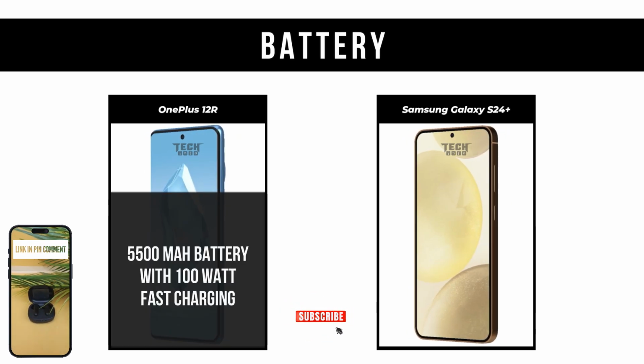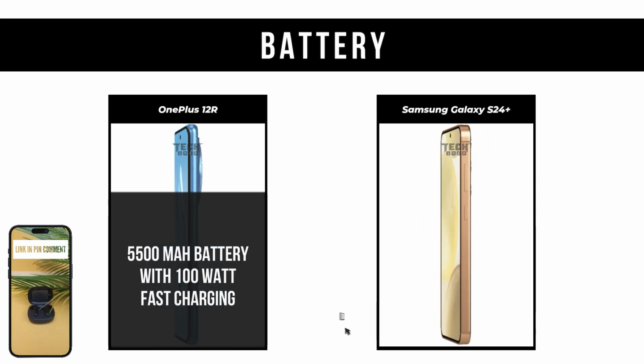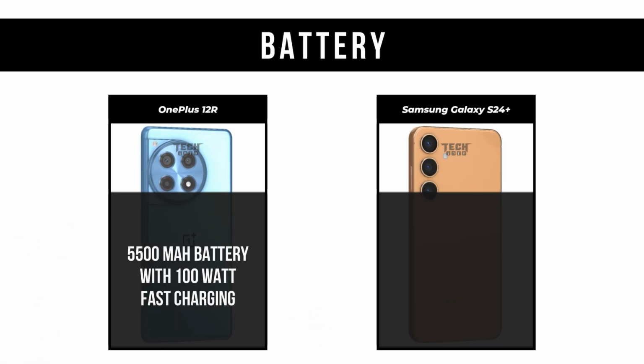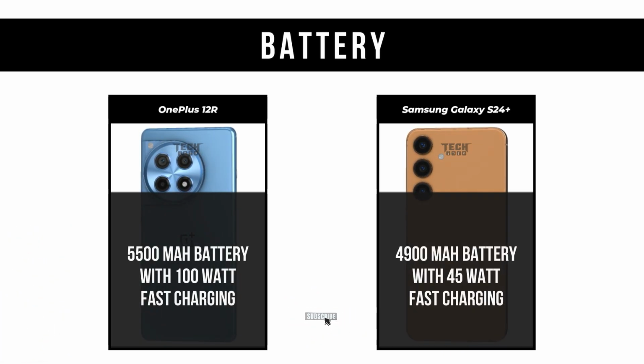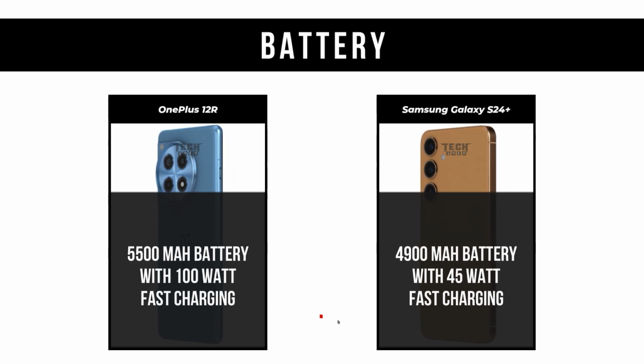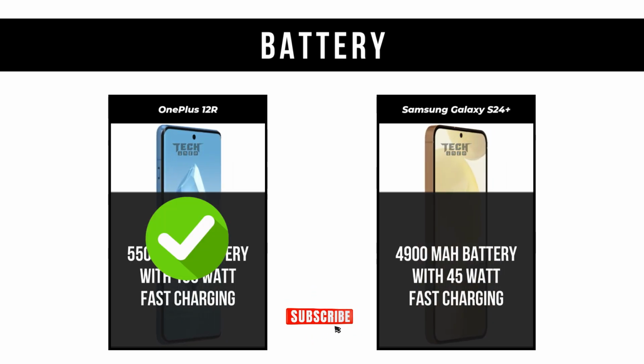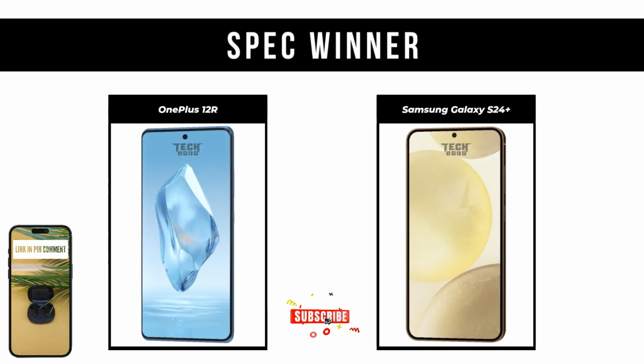Battery. OnePlus 12R is 5500 mAh battery with 100 watt fast charging. Samsung Galaxy S24 Plus is 4900 mAh battery with 45 watt fast charging. Spec winner.